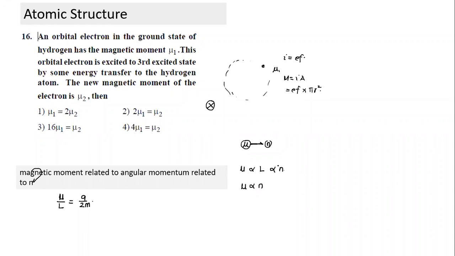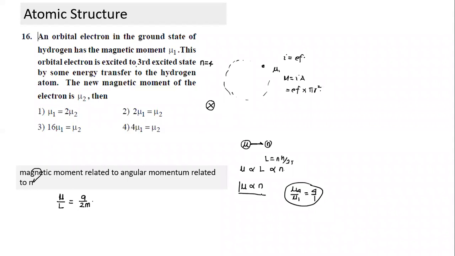Why is angular momentum proportional to n? The L value is equal to nh by 2 pi. So magnetic moment is proportional to L, because this ratio remains constant, because Q by m is constant. So magnetic moment is proportional to n, and directly we have an answer. And what is the third excited state? Third excited state means n is equal to 4. So mu4 by mu1 will be equal to 4 by 1. Very simple. Dhanshri, is this understood?